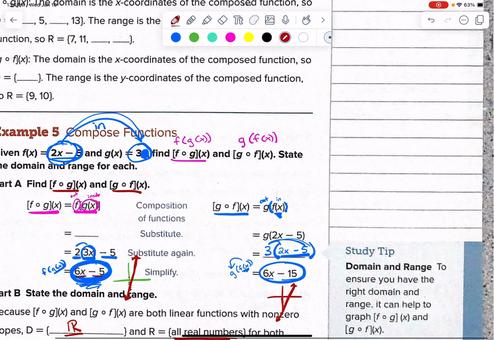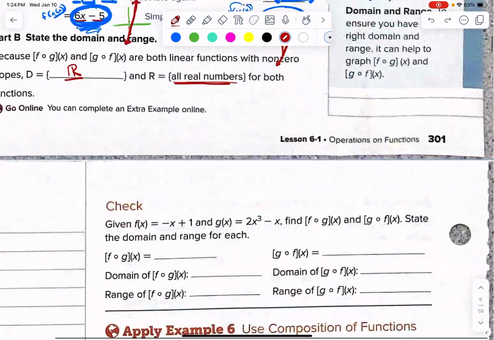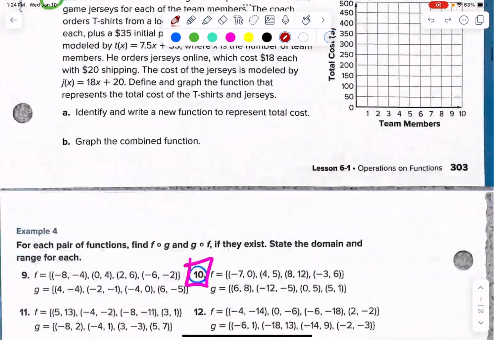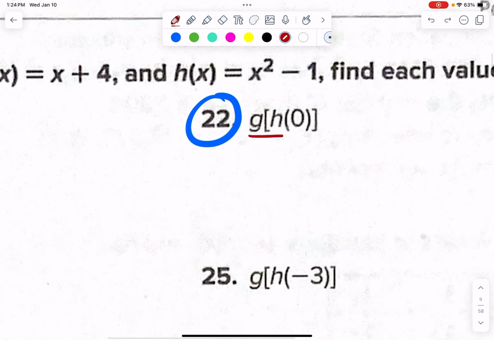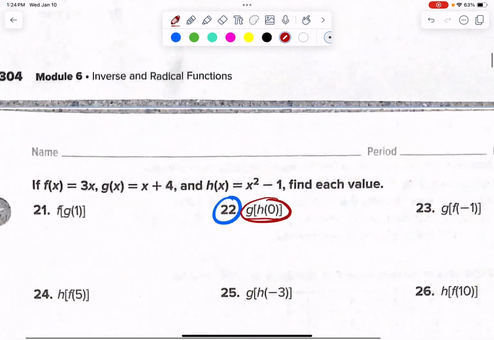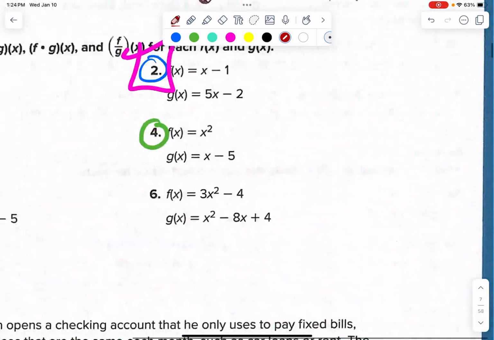Let me show you how, sometimes, let me go to your homework assignment. The last 3 problems on your homework assignment look like this, okay? G composed of h of 0, okay? So let's show you how that works. I'm going to do this example up top here.